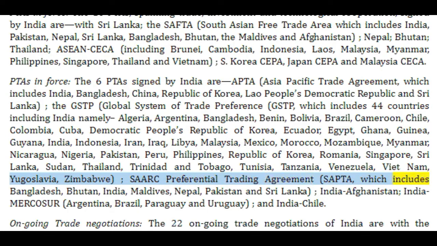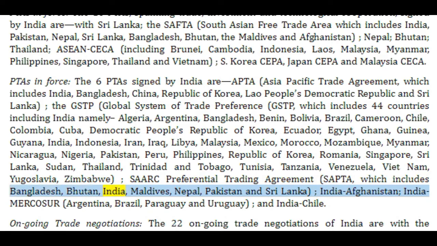Agreement, SAPTA, which includes Bangladesh, Bhutan, India, Maldives, Nepal, Pakistan and Sri Lanka; India-Afghanistan; India-Mercosur, with Argentina, Brazil, Paraguay and Uruguay; and India-Chile.